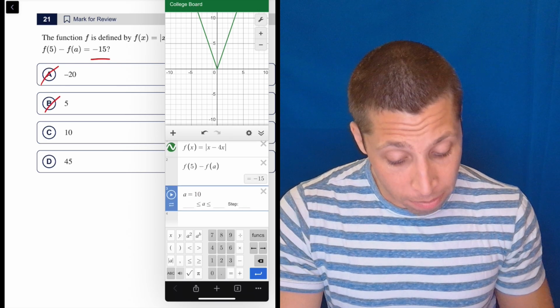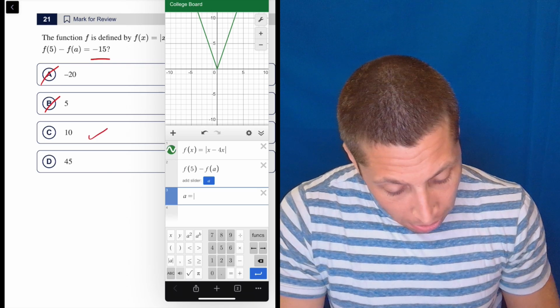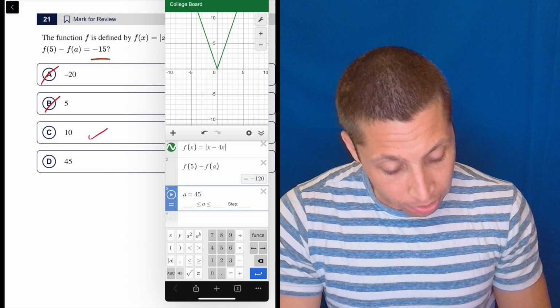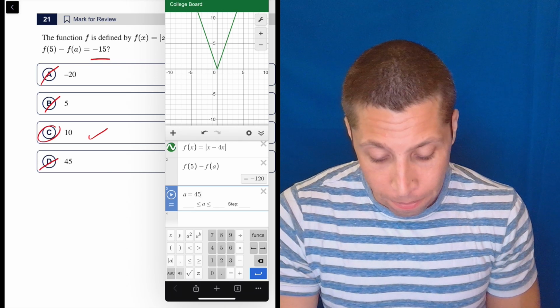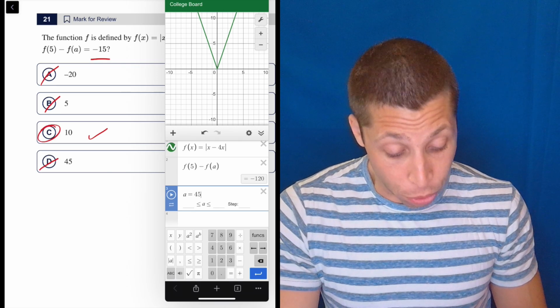And that's negative 15, so that seems to work. We could, for the sake of it, try 45, but it's not going to do it, right? That gives us negative 120, so there you go. That's it. So that's basically how I would do this.